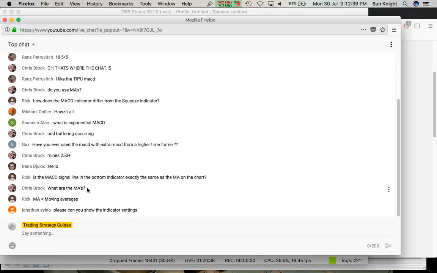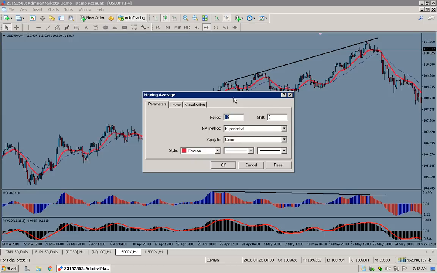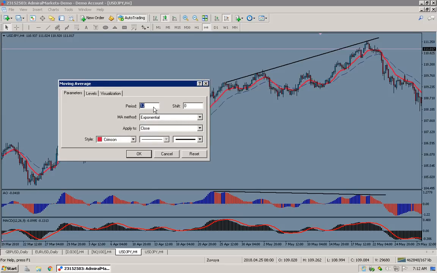So Chris, MAs are moving averages, and on my chart I'll show you what they are quickly. I'll show you the settings. This one here, the red one, is the 12 exponential moving average. I made it red because it's the faster one, being a smaller moving average. You can see on the bottom here, MACD 12, 26, 9 tells you the three MAs that the MACD is using.